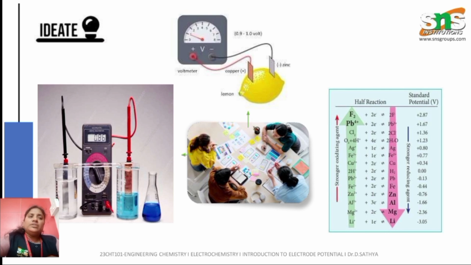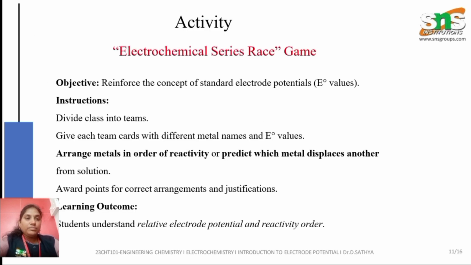In this diagram we can see the increasing and decreasing order of metal ions. Here we use the standard hydrogen electrode to find the electrode potential of other metals. That's why we use the standard hydrogen electrode as a reference electrode to find the other metal ions.